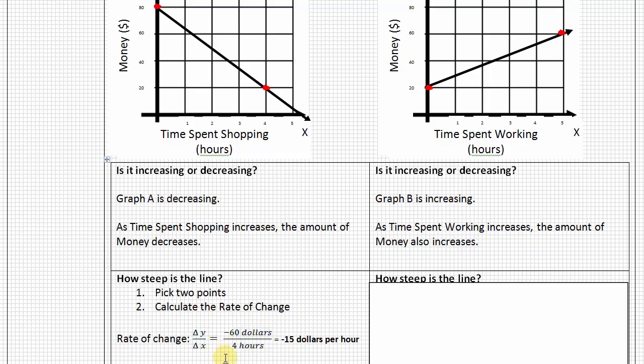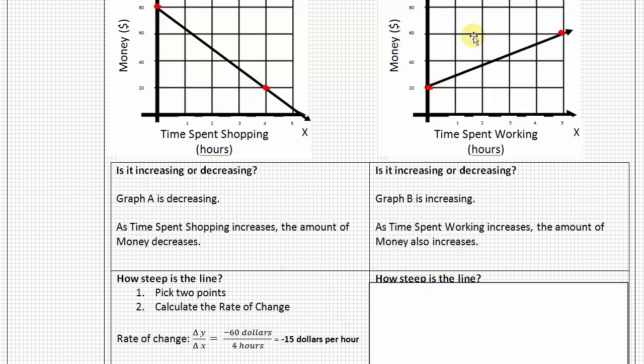If we reduce this and we actually do that division, then we can say, well, negative 60 divided by 4 is negative 15. So we're decreasing $15 per hour. So now when you hear this "per", you know we're talking about a rate. So again, we pick 2 points and we're looking at a ratio of the change in y between those 2 points, the change in y compared to the change in x.